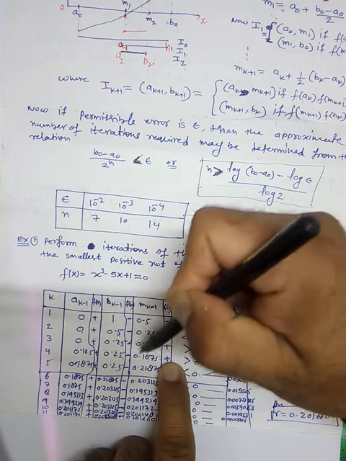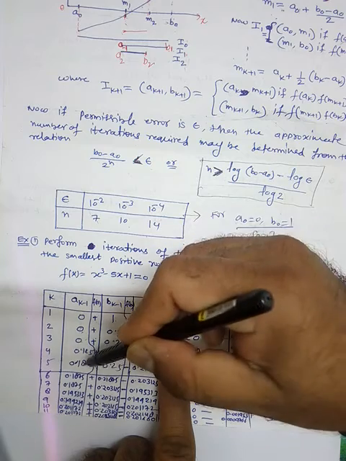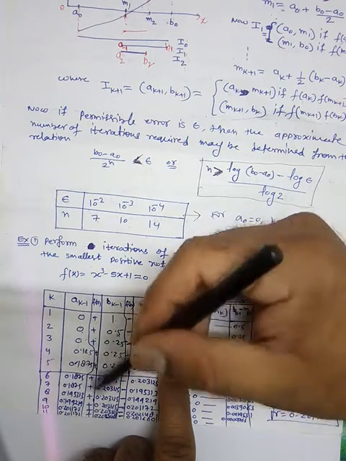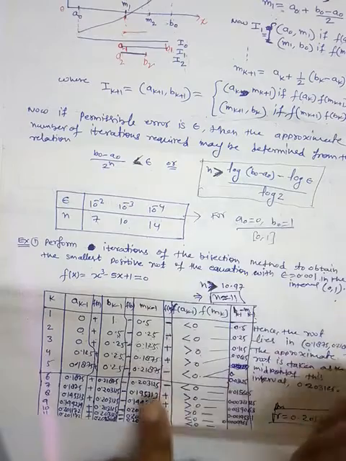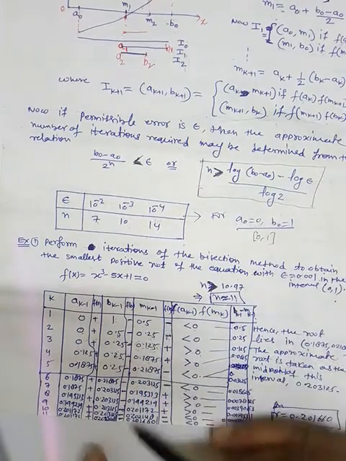Now again you can replace this quantity here in increasing fashion. So this is your A, this is your B. Again find the midpoint, and continue in this fashion.